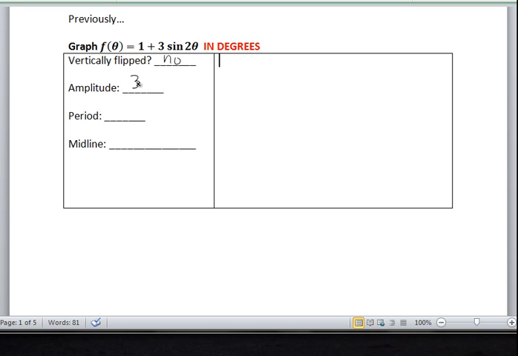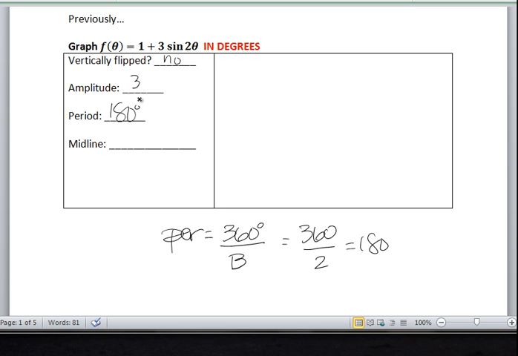Our period, remember that the period formula is equal to 360 degrees divided by b, and in this case b is 2. So our period is equal to 360 over 2, which is 180. So our period is 180 degrees, and then our midline is y equals 1.